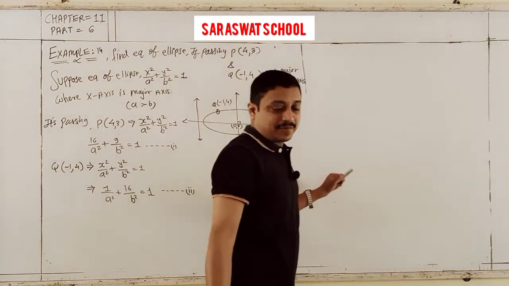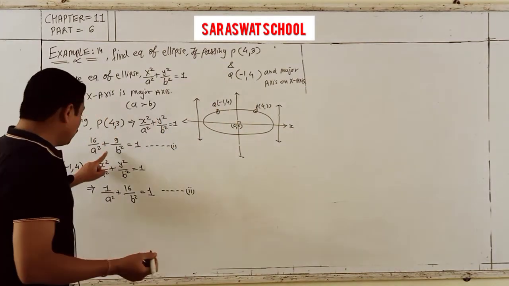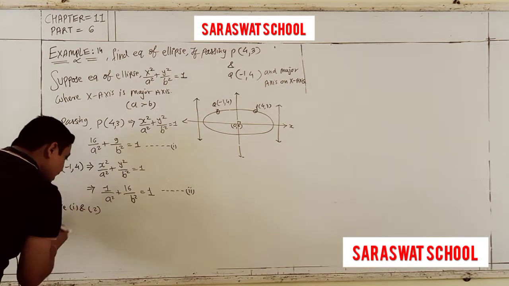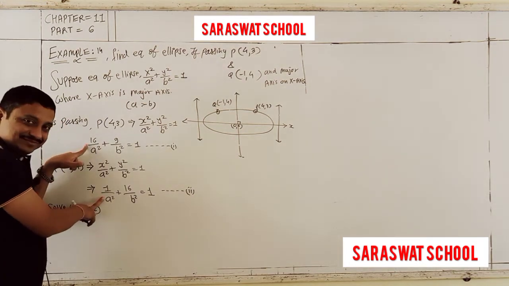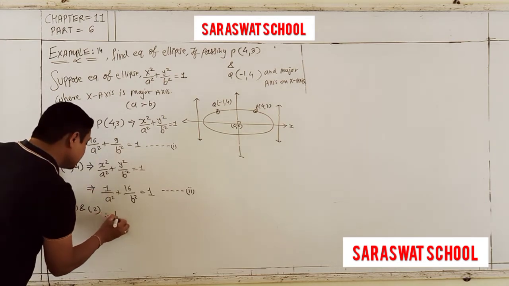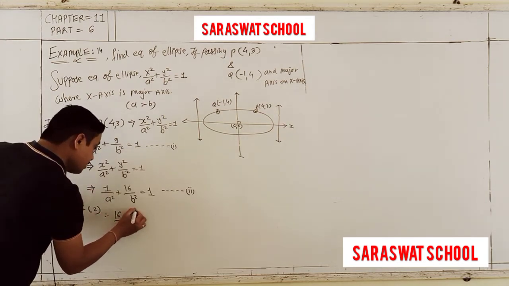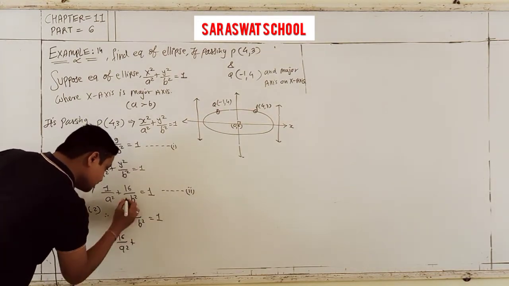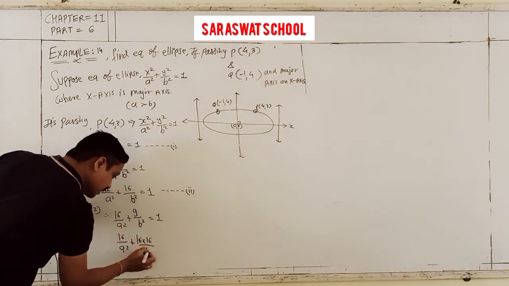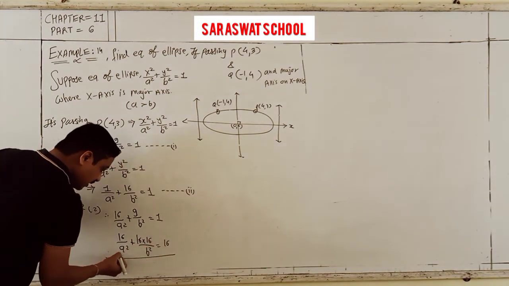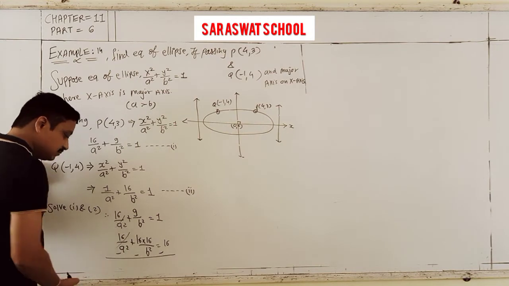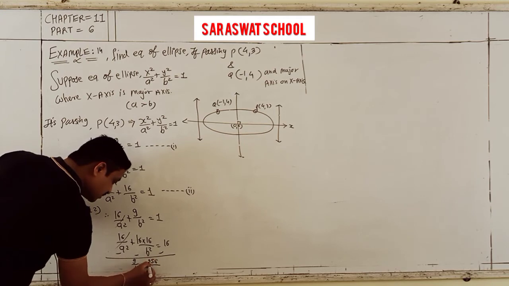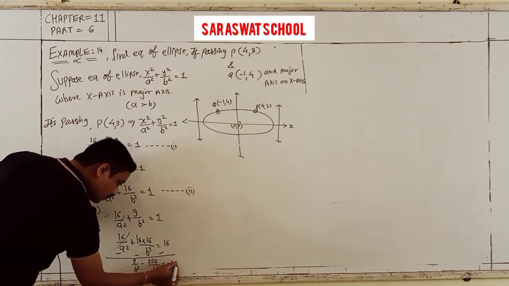So simply apply. Here I will solve equations 1 and 2. I just multiply by 16, and the 16 cancels. So this is the same: 16 by a square, 9 by b square equals 1. Here 16 times 16 by b square, and here 16 minus minus minus. This cancels. Here 9 by b square, 256 by b square is equal to -15.